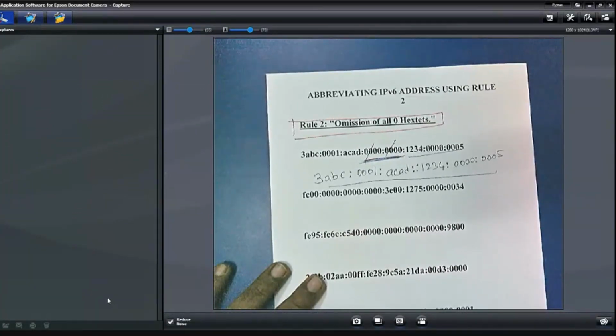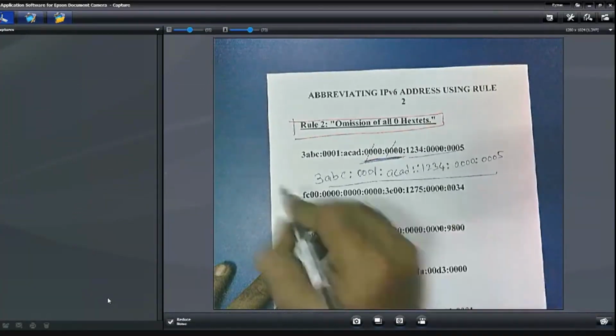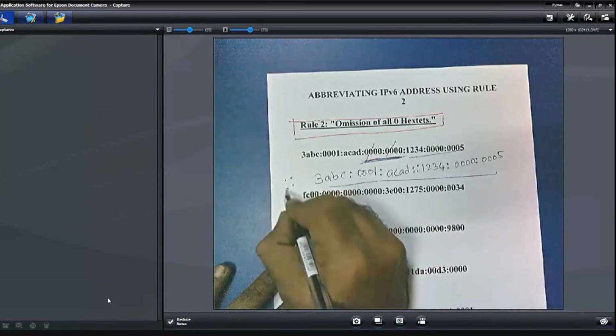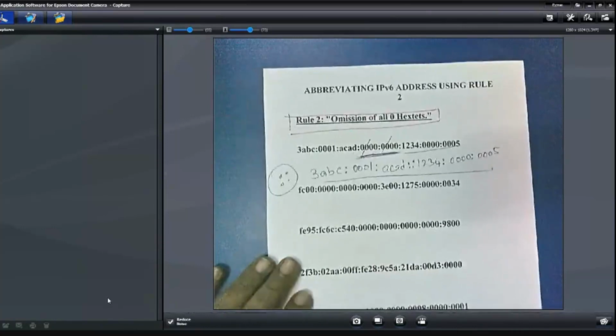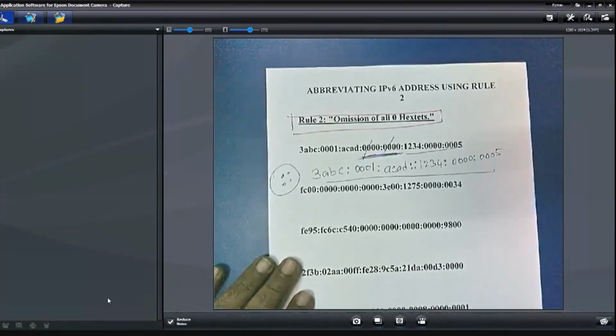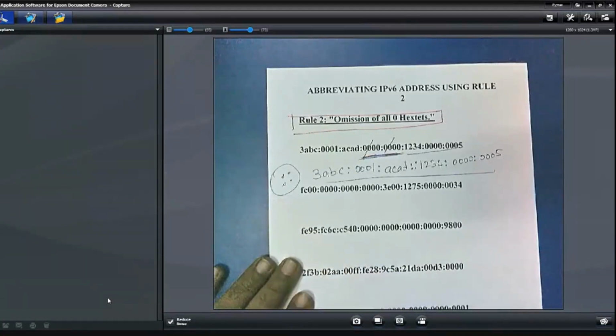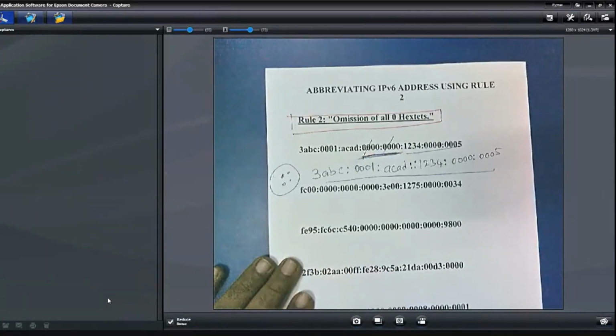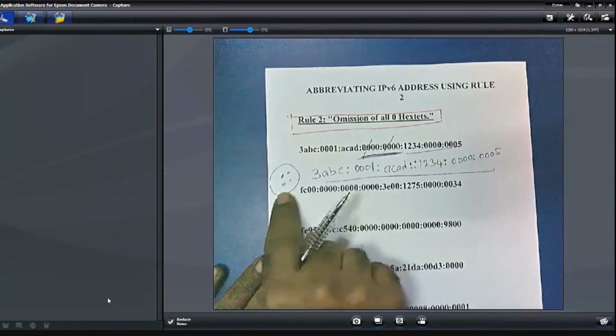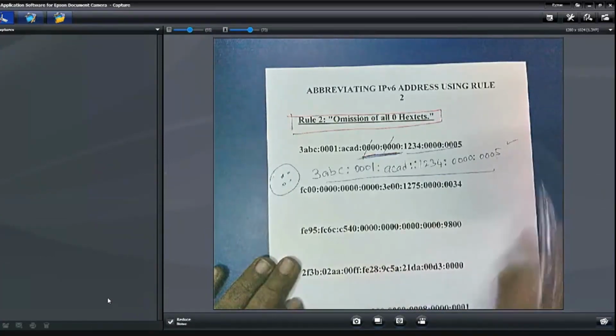In your IP address, this double colon should be available in only one place. You cannot have this double colon 2 times. You cannot remove 2 times. In only one place you can have this. So this is the answer for this.